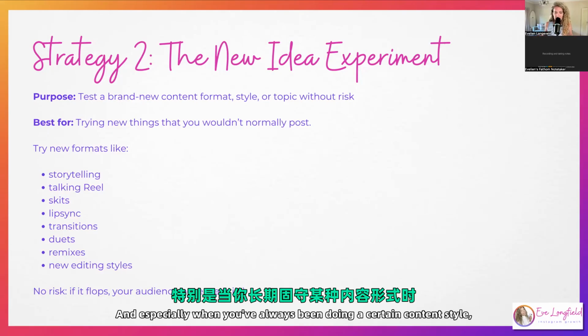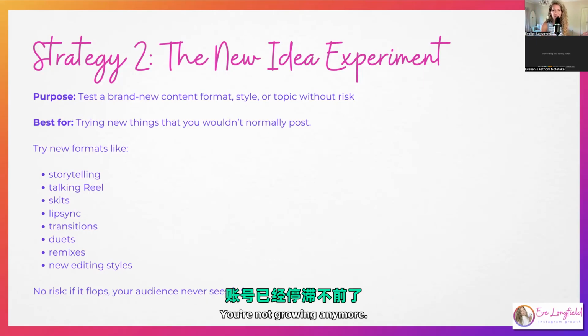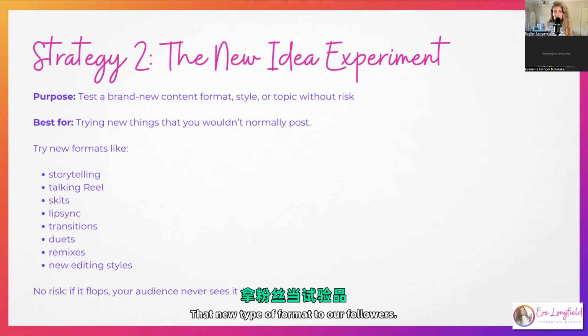And especially when you've always been doing a certain content style, and you can just see that gradually, your views and your engagement are dropping, you're not growing anymore. Like, that's when you really got to try something new, which can be terrifying, because what if it flops? What if it doesn't resonate? And that's why we don't really want to post those types of new test reels, that new type of format, to our followers. But we don't have to anymore, because we now have trial reels. So keep experimenting and keep trying new formats.